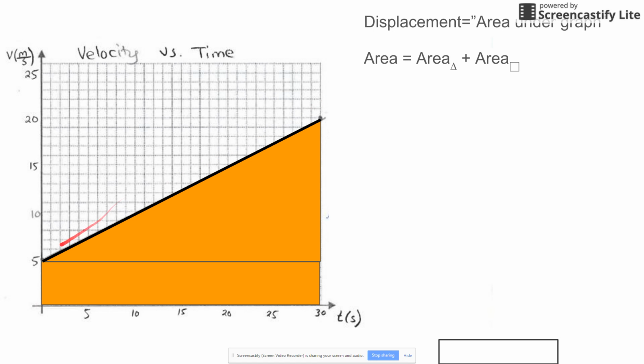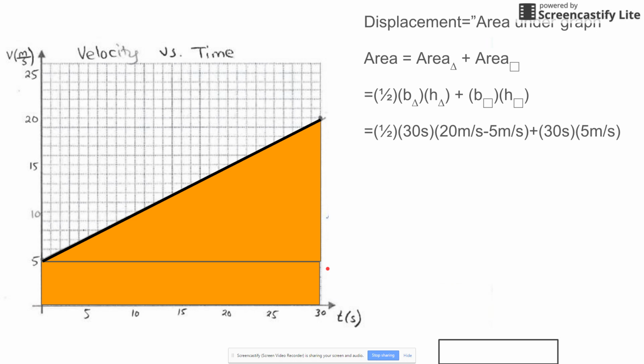If I want to find this area, it's a trapezoid or something, not really sure what the shape is, but it doesn't matter because I can break it down into two easier shapes, a triangle and a rectangle on the bottom. So the area of the triangle is equal to 1/2 base of the triangle times height of the triangle. The area of the rectangle is equal to base of the rectangle times the height of the rectangle.